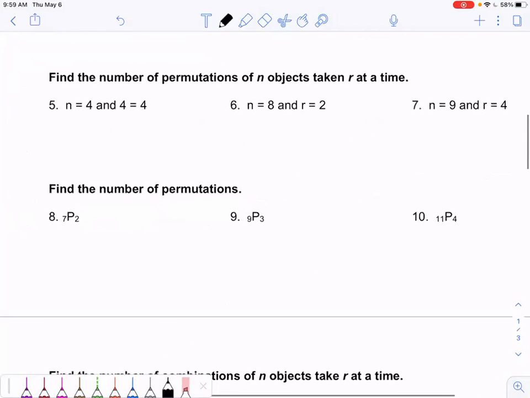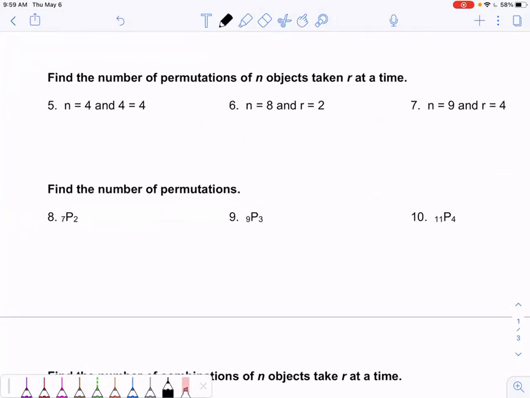If you look down at the bottom of the page, number 5, a little typo here. Boy, I'm messing up today. Number 5 should say n equals 4 and r equals 4. Number 5 wants you to find the number of permutations for the given values. So this is just a calculator problem. N is 4, R is 4. So you're doing 4P4 in your calculator.